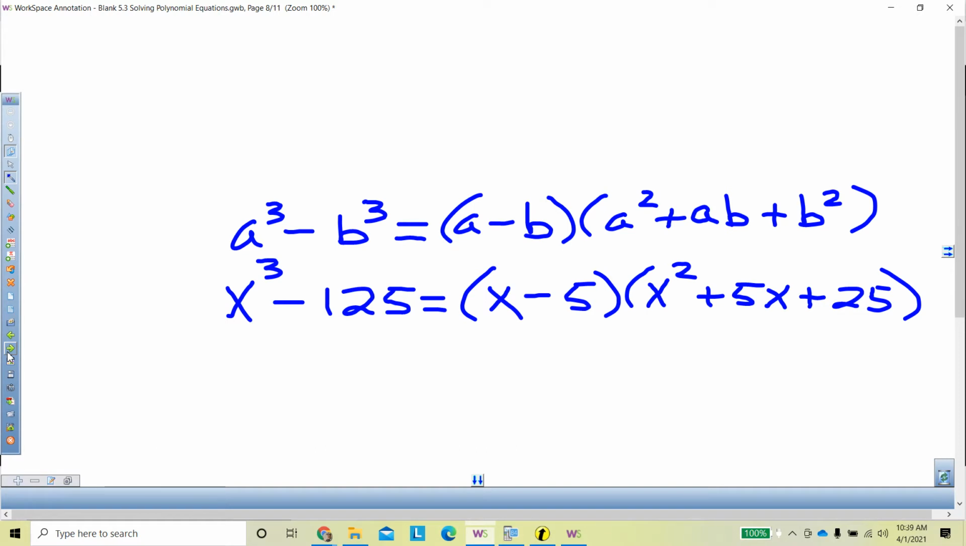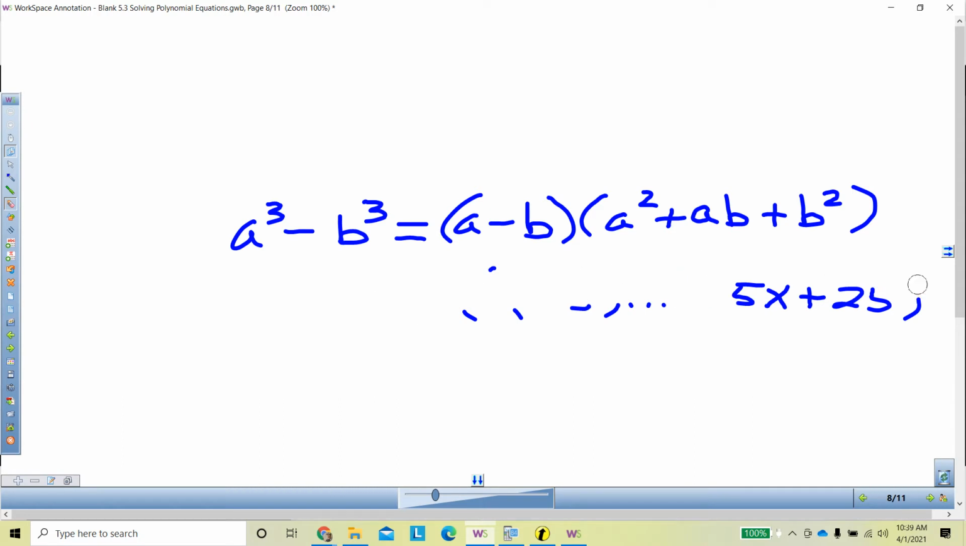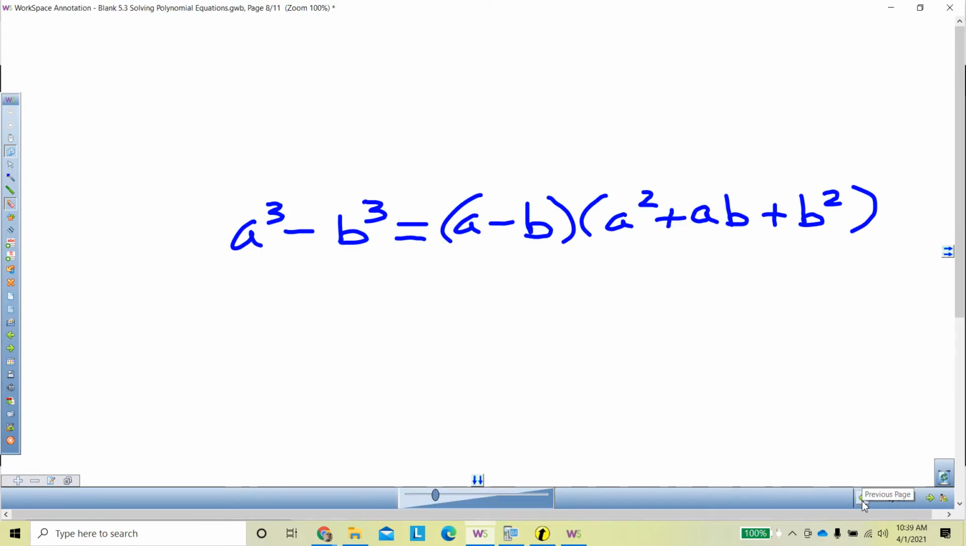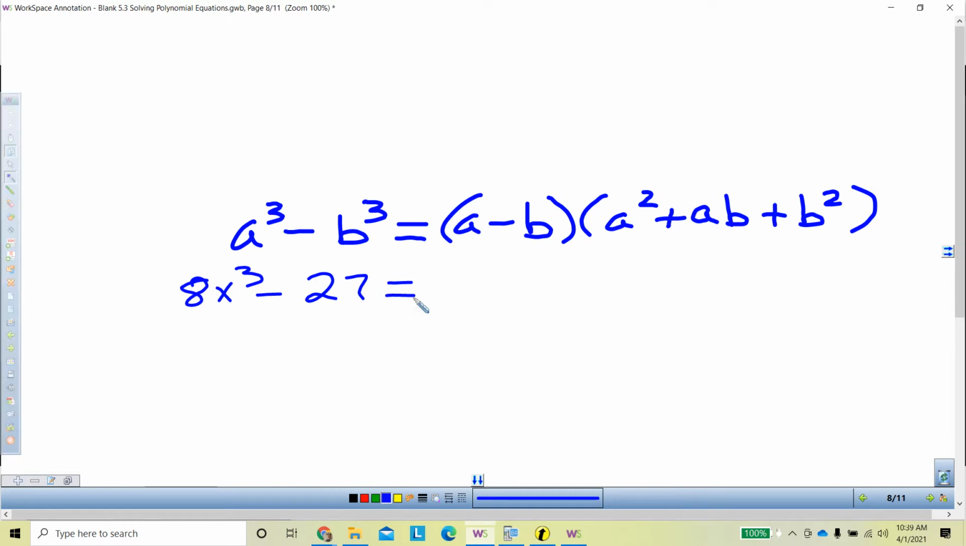Alright, I'm going to make this harder. Write that formula down again. This is the last one we're going to do. You're going to do 8x cubed. So when you throw a number in front of that first x cubed, don't freak out. It's all going to work out.